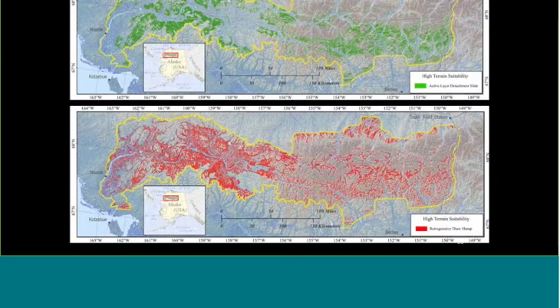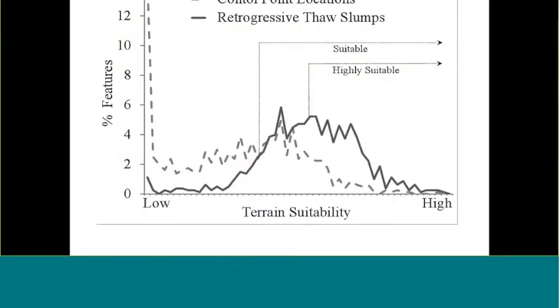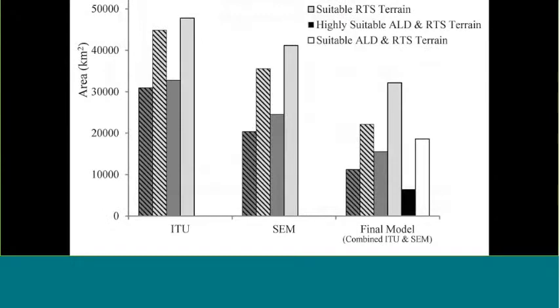Another way to look at it, you can also define thresholds of suitability, and instead of a sliding scale, just look at how much terrain you actually have that you consider, quote-unquote, suitable. So the top green is the total suitable terrain for active layer detachments, and the bottom is for retrogressive thaw slumps in red. So let's see. Actually, for the sake of time, I think I'm going to skip this one.